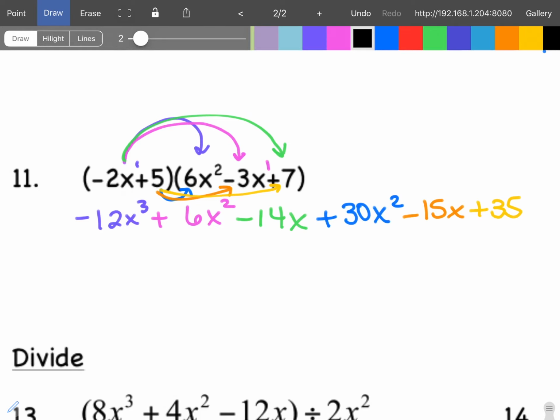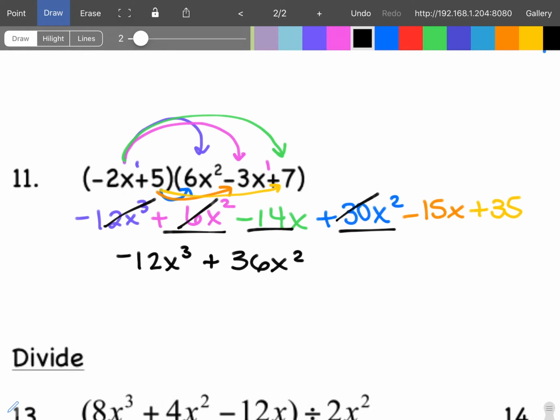So first of all, our largest exponent is the cube. So we're going to bring down the negative 12x cubed. We're done with that. Then we notice we have two terms that have a square, so we can add those together and we get 36x squared. And then we have two terms with an x, so we can combine those, add those together, and we get negative 29x. And then drop down the plus 35.